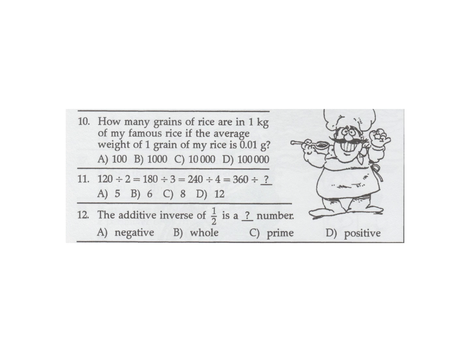How many grains of rice are in 1 kg of my famous rice if the average weight of 1 grain of rice is 0.01 grams? So 1 kg is 1,000 grams, I believe. And then we divide by 0.01 grams, and that would be 100,000. 100,000 grains of rice, so 10 is D.